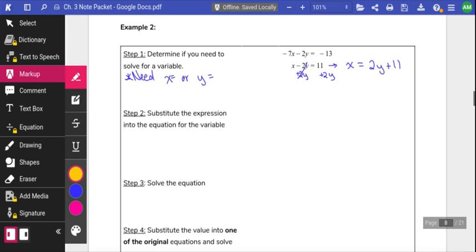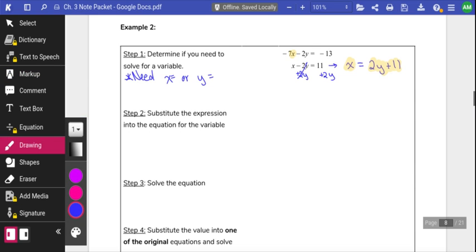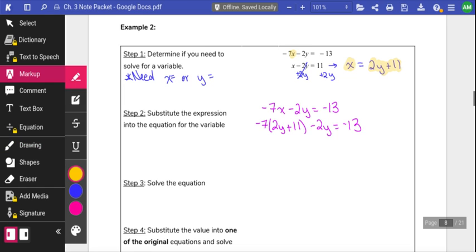Now that I have x equal to something, I'm going to substitute into my equation for my variable. So looking at the first equation, negative 7x minus 2y equals negative 13, I'm going to substitute my value for x right into that equation.